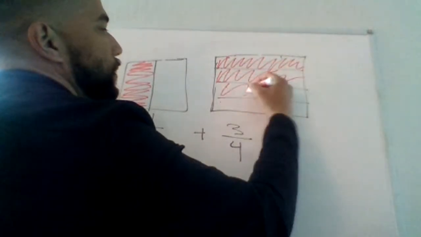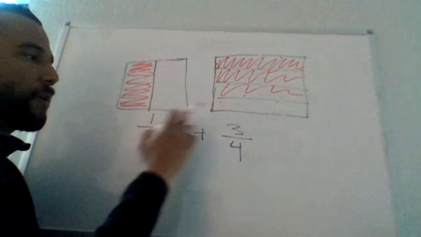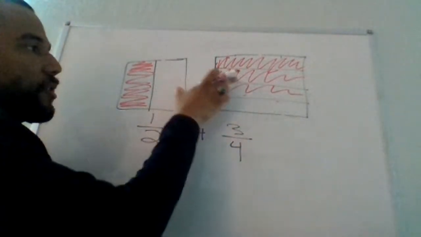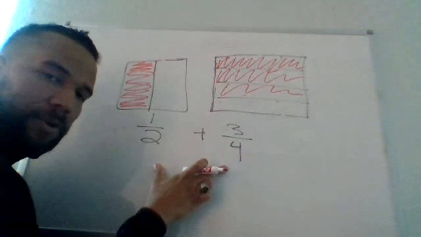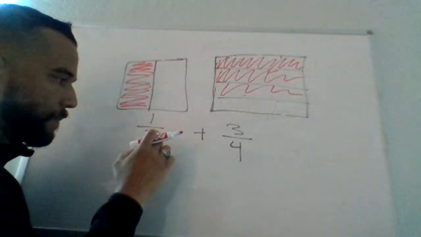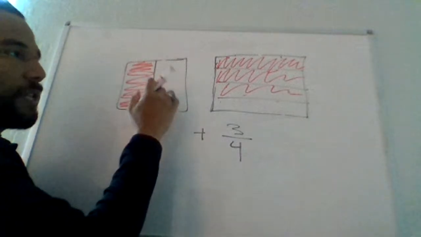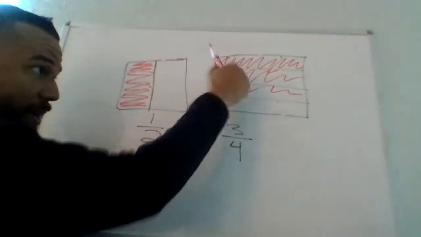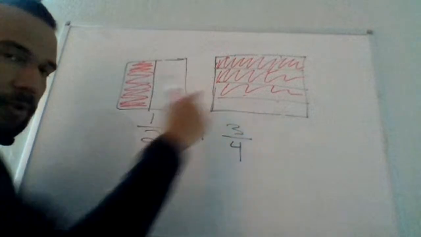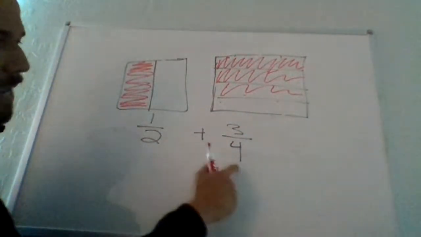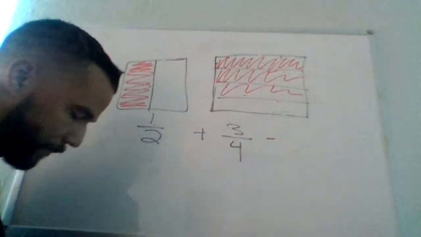So notice that the numerator, the number on top, represents what is shaded. The denominator represents the pieces that I need to have a whole, right? If I were to shade in 2 pieces here, I would have 1 whole. If I shaded in all 4 pieces here, I would have 1 whole. Obviously, I can't add these together because they're not the same.